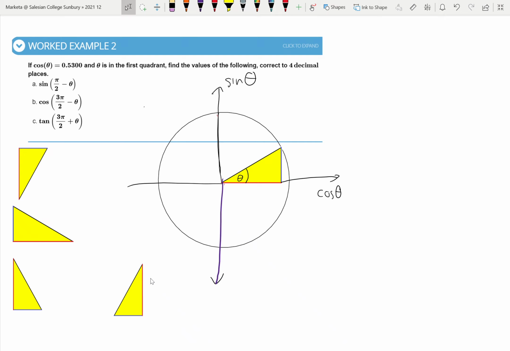Hi guys, this is my second video about the symmetry properties of the unit circle, and this time I'm going to be working through this example from the JAC Plus textbook, and I'm going to be showing you how to move the triangles around the unit circle. So here we have just one piece of information.